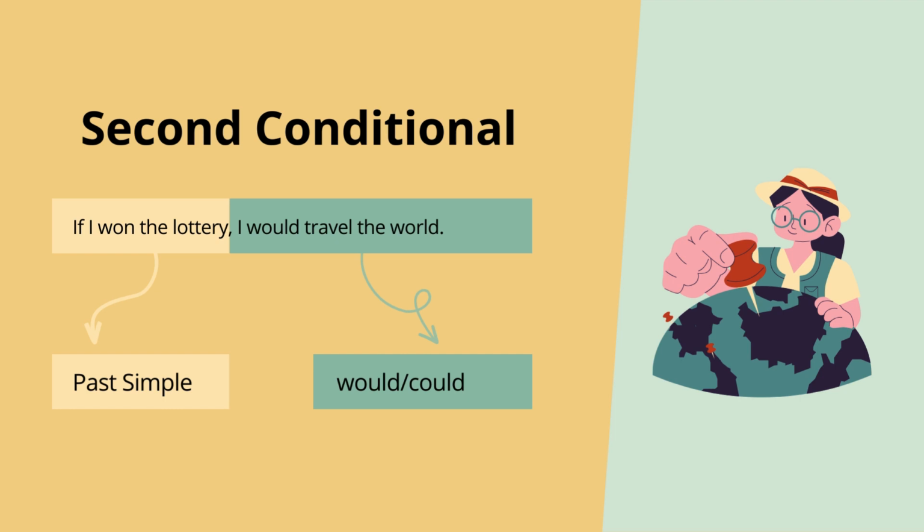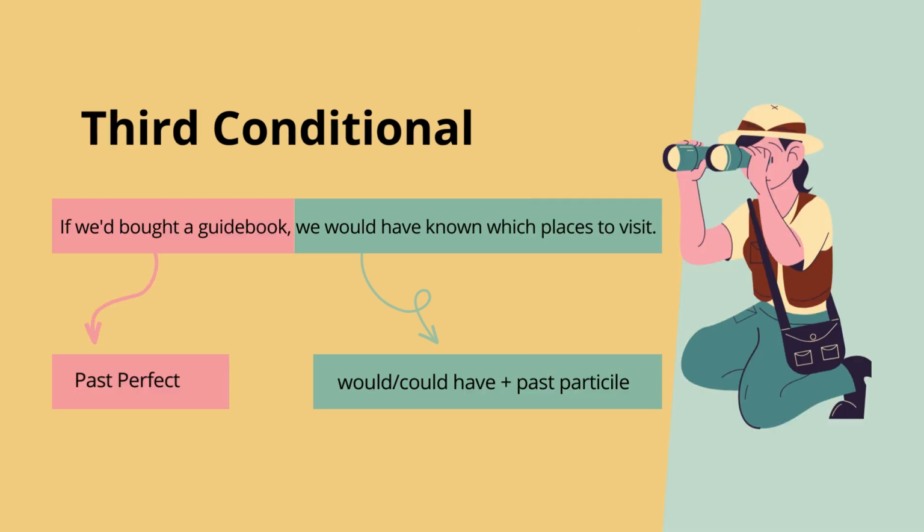The second conditional we have is: if I won the lottery, I would travel the world. Now here comes the modal verb. The clause which we have with the if word is simple past, and then with the main clause we'll add the word would.